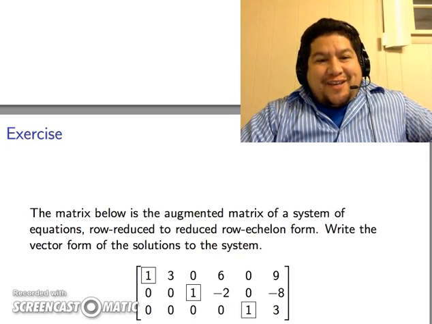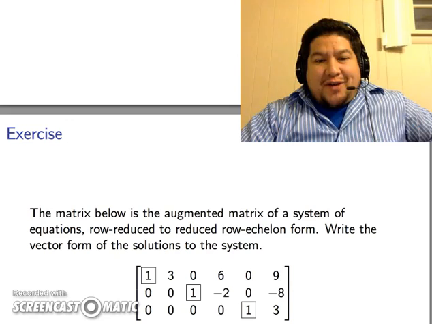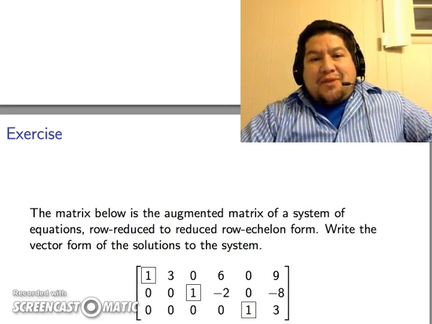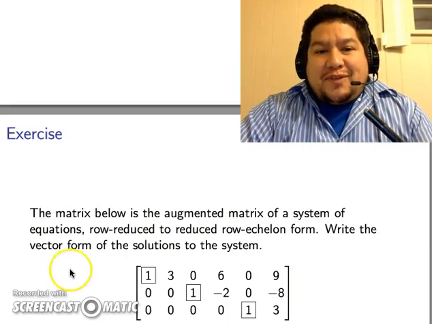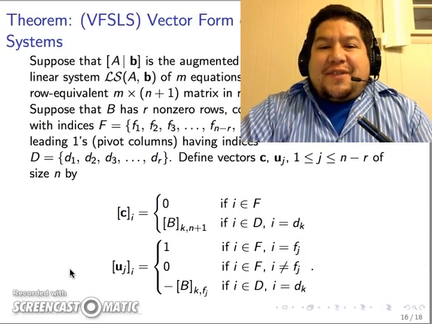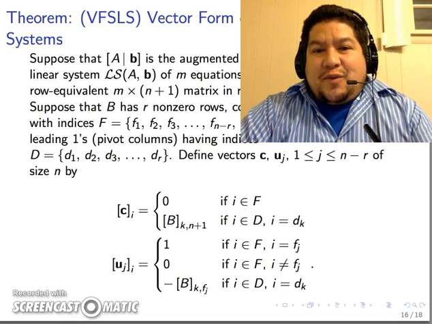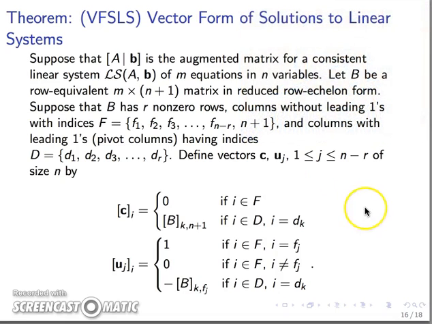Welcome back. We are going to work out this exercise, bringing an illustration to the method previously discussed, this theorem, which looks a little bit like a mouthful and a little bit like a handful. But we want to know that what this theorem is telling us is how to construct the vectors in the vector form of the solution set. And there are two types of vectors.